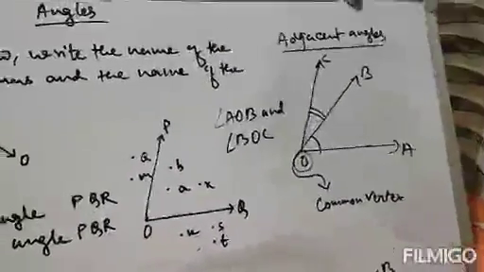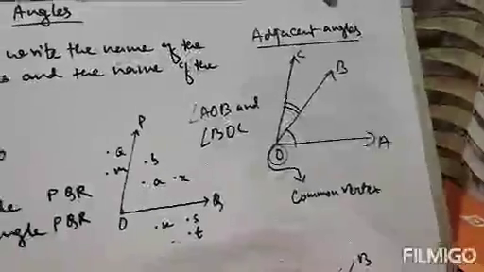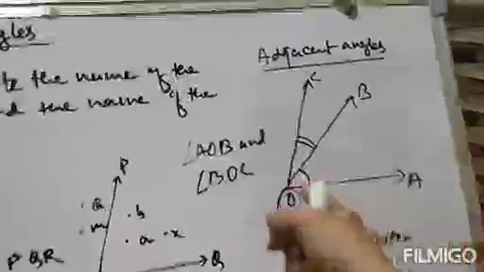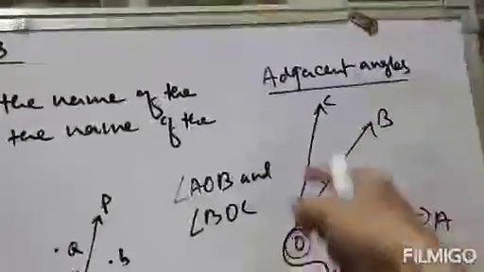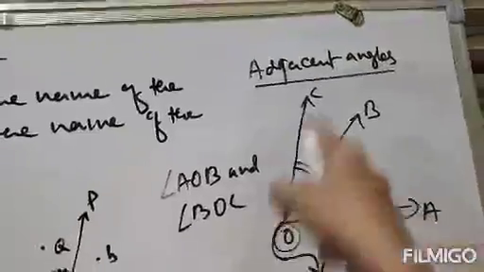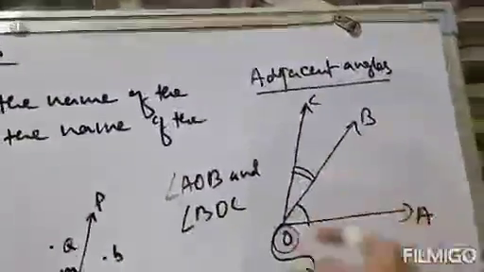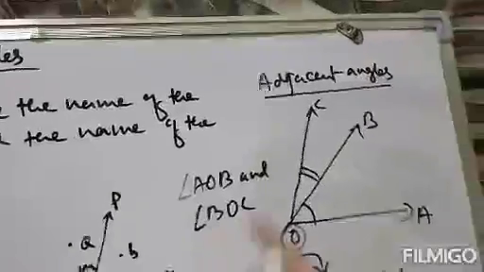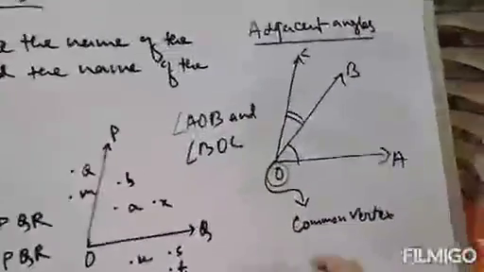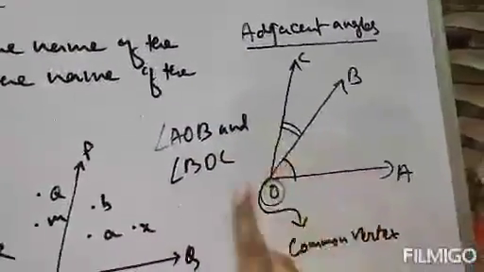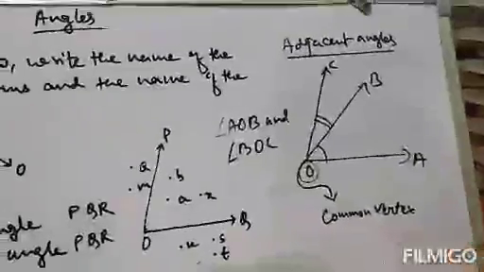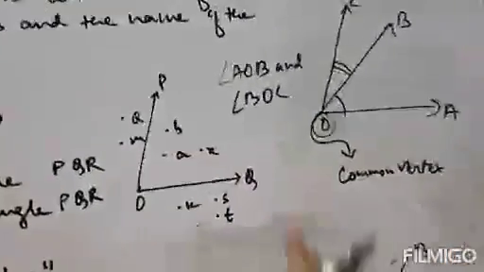Number 3, except the common arm, the other 2 arms should be on the opposite sides of the common arm. OB is the common arm, the other 2 arms are OC and OA, and they are exactly on opposite sides of OB. So the 3 conditions are satisfied, and we can say that angle AOB and angle BOC are adjacent angles. So that is adjacent angles.